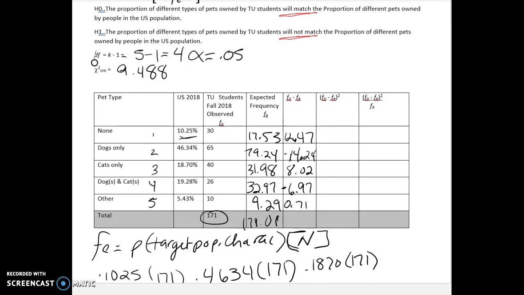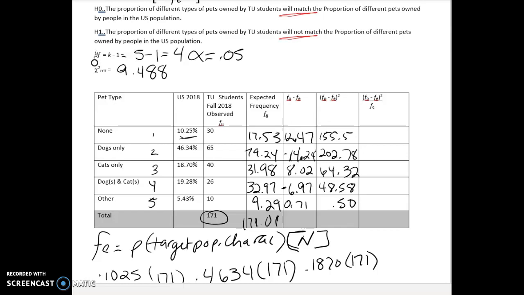All right, so 12.47 squared is 155.5. 14.24 squared is 202.78. 8.02 squared is 64.32. And then 6.97 squared is 48.58. And then 0.71 squared is going to be 0.50.